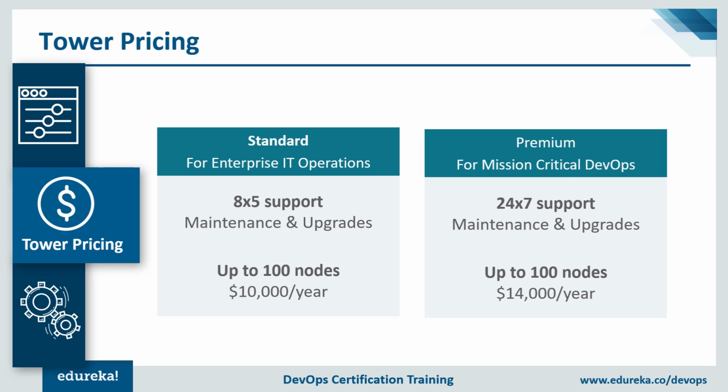But the difference comes here. In the standard edition, the price up to 100 nodes is $10,000 per year, and for the premium edition, up to 100 nodes is $14,000 per year. But if you want more number of nodes, over 100 nodes for both these editions, then you have to contact their official website where they'll let you know the pricing based on your need. So guys, that was the difference between the tower pricing for the standard edition and the premium edition.